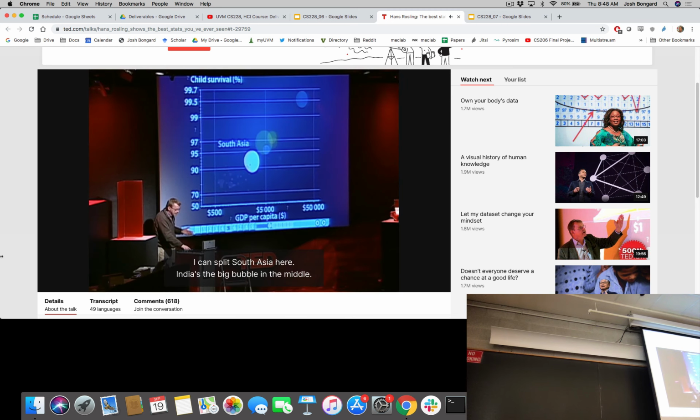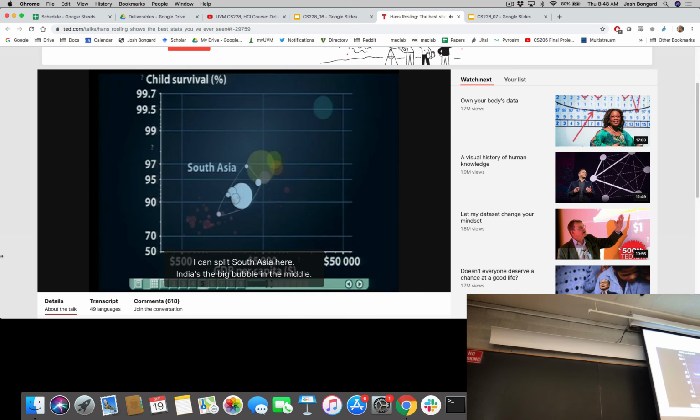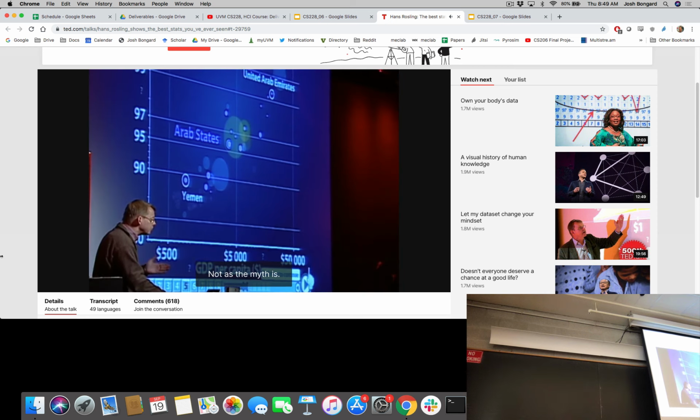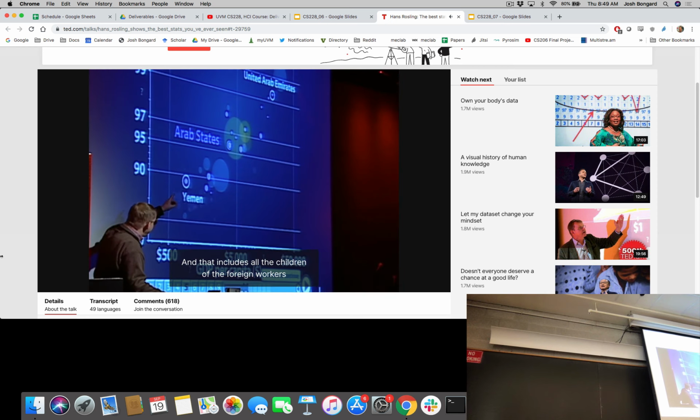I can split South Asia here. India is the big bubble in the middle, but there is a huge difference between Afghanistan and Sri Lanka. And I can split the Arab states. How are they? Same climate, same culture, same religion, yet a huge difference, even between neighbors. Yemen, civil war; United Arab Emirates, money, which was quite equally and well used. Not as the myth is. And that includes all the children of the foreign workers who are in the country.